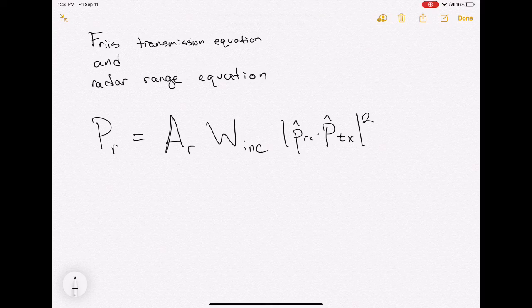like that. Technically, this could be interpreted as a statement of either the Friis transmission equation or the radar range equation. It's just not very useful in this form. So the way we have to make it useful is by breaking down this effective area of the receiver and the incident power density to tell us more about the properties of the receive antenna and the transmit antenna.